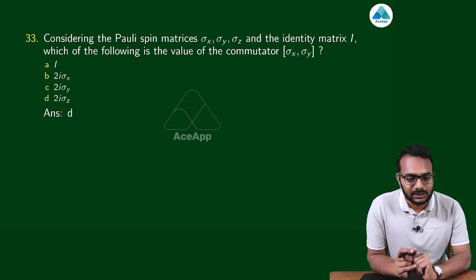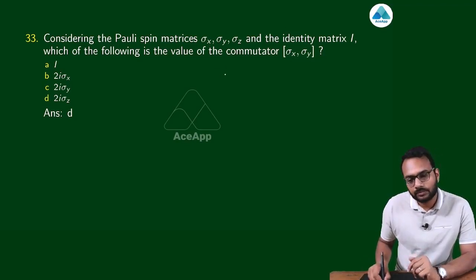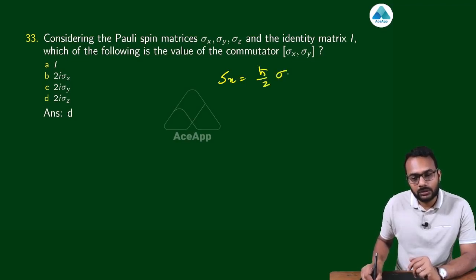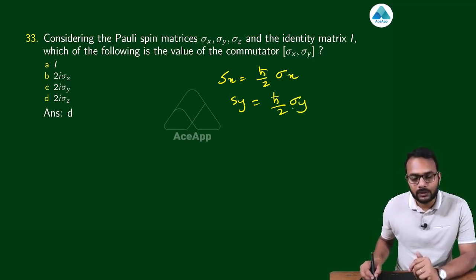This is about the properties of the Pauli spin matrices. If you don't remember, it's fine, because we know that Sx is equal to h cross by 2 sigma x and Sy is equal to h cross by 2 sigma y. If you remember the answer, well and good.